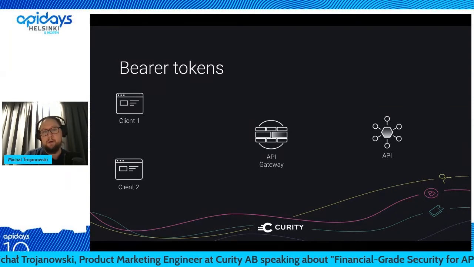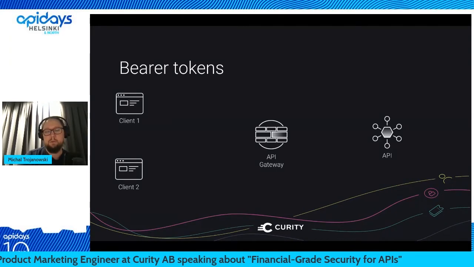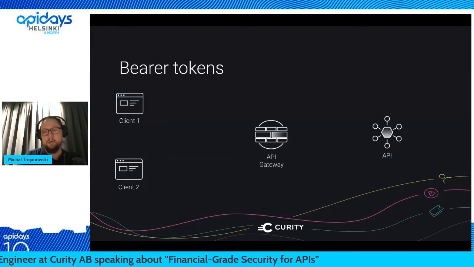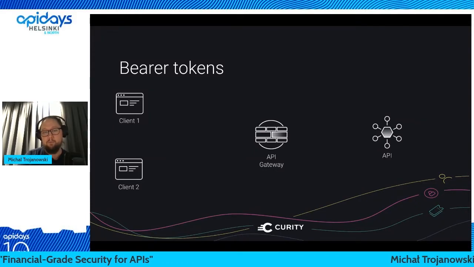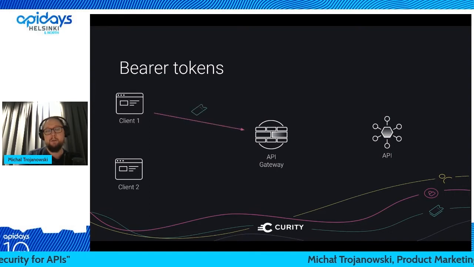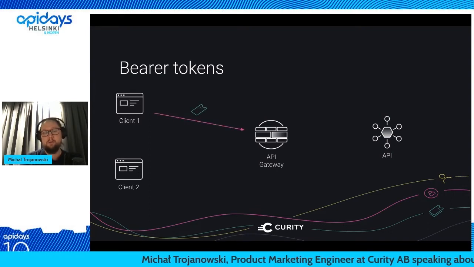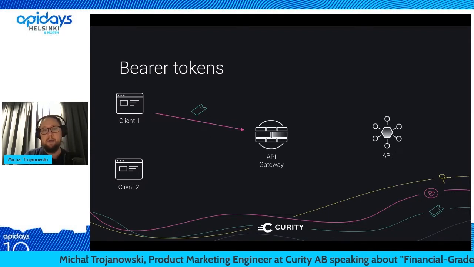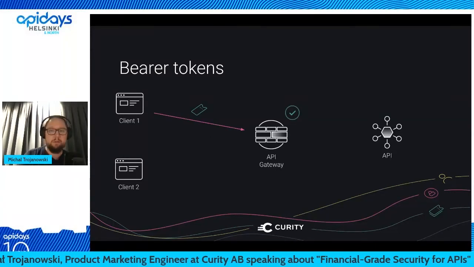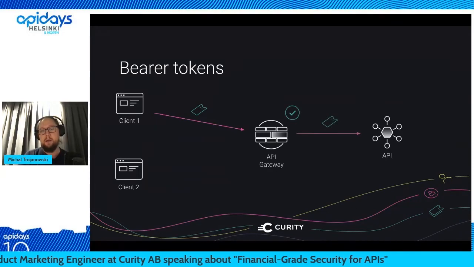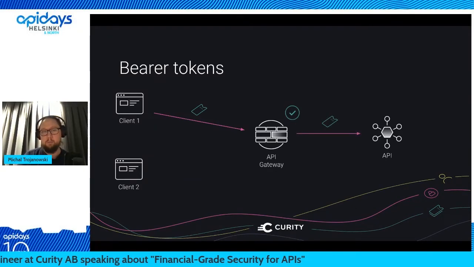Bearer tokens are a bit like cash. The receiver, the API gateway or the API, doesn't care who the token really belongs to, right? So if I have client 1 and that client was issued an access token by the authorization server, and now it sends it to the API, the API will verify the signature, will check the expiration of the token, and if that's okay, then it will send it to the API.